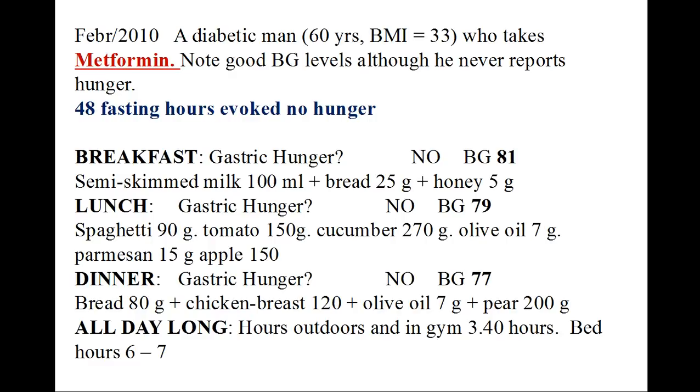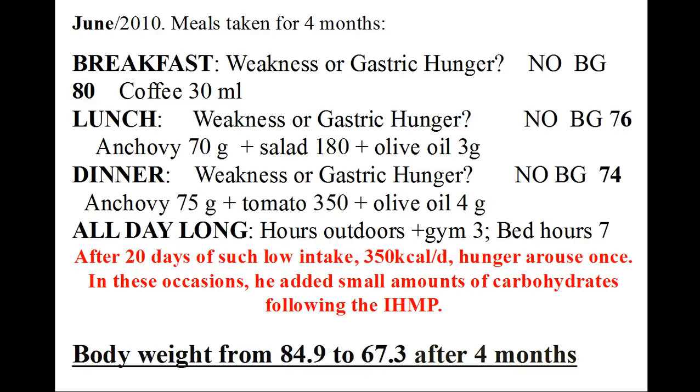This is a one-day diary of a diabetic man, 60 years, BMI of 33, treated with metformin. He had low preprandial blood glucose. 48 hours of fasting did not elicit any hunger. I suggested to eat non-starchy vegetables, up to 1 kilogram per day, and fish or chicken, up to 150 grams per day. The strategy consisted in administering a diet rich in essential nutrients and poor in energy.